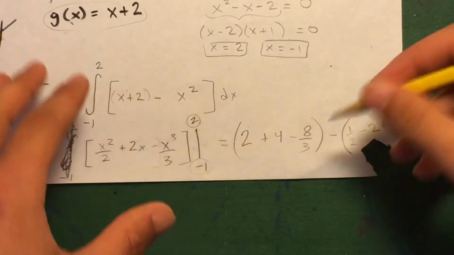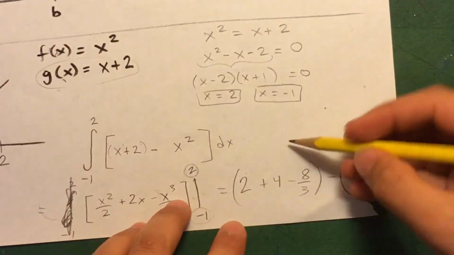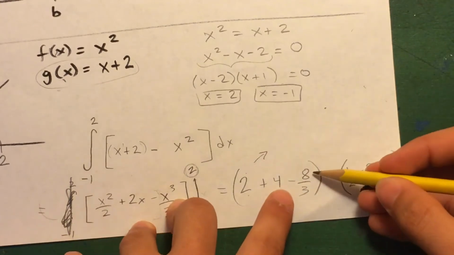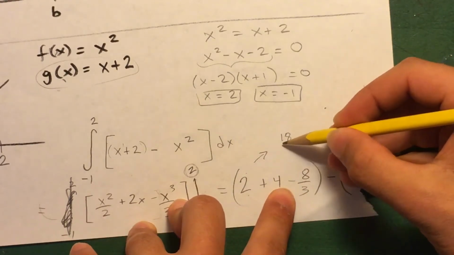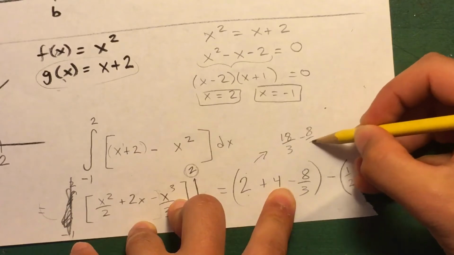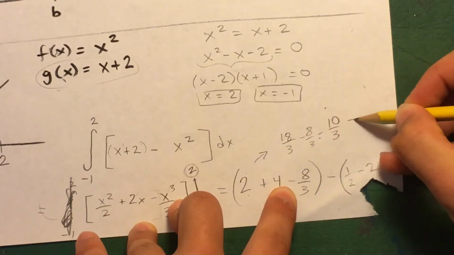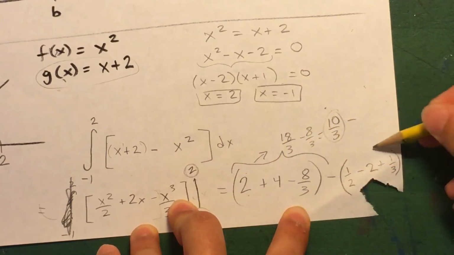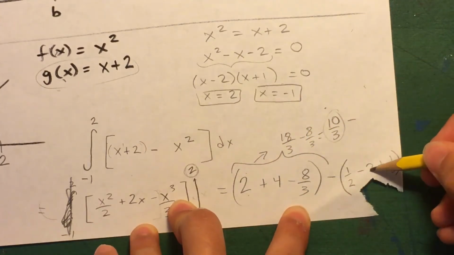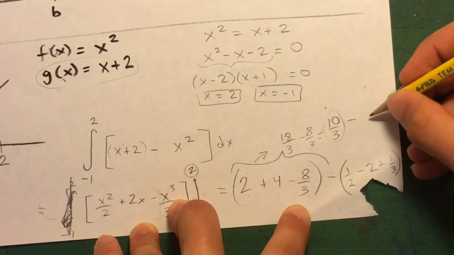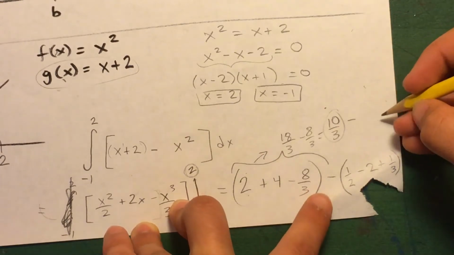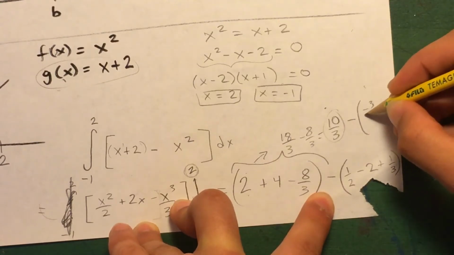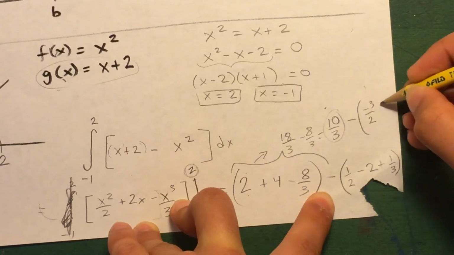Now we can add everything. So 2 plus 4 is 6 minus 8 over 3. That's 18 over 3 minus 8 over 3, and that is 10 over 3. So we got 10 over 3 from this part, and then minus what we get from here. That's a half minus 2, which is negative 1.5, or in other words, -3 over 2. So -3 over 2 plus 1 over 3.